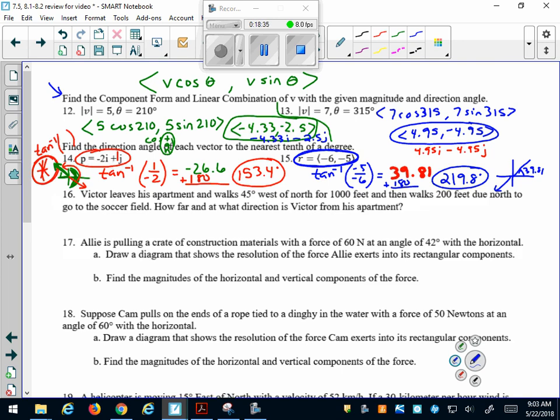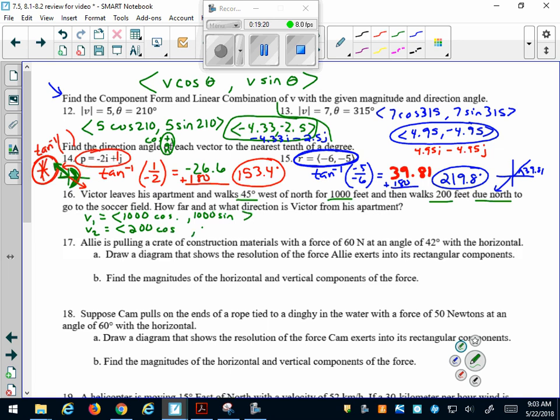Victor leaves his apartment and walks 45 degrees west of north for 1,000 feet. So we're getting into the word problems here for vectors. Again, this is the direction angle, this is the magnitude, and this is the magnitude, and it's due north. So that's the direction angle. So there's two vectors going on here. So vector 1 is the 1,000, and vector 2 is the 200.